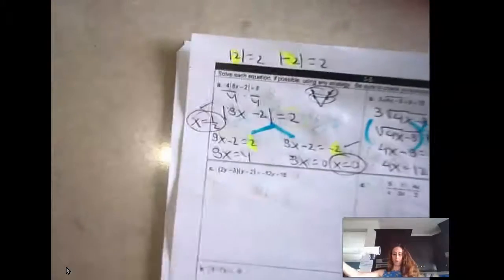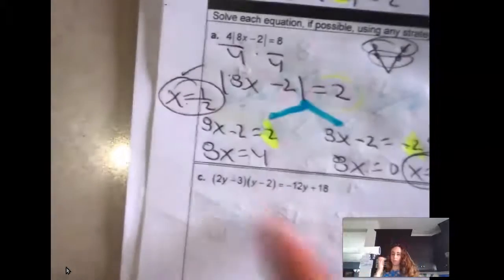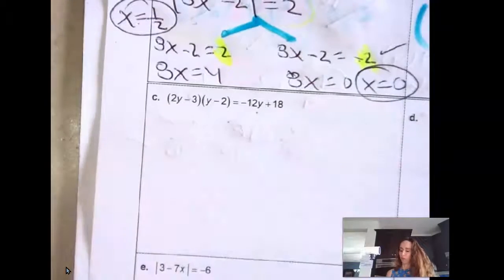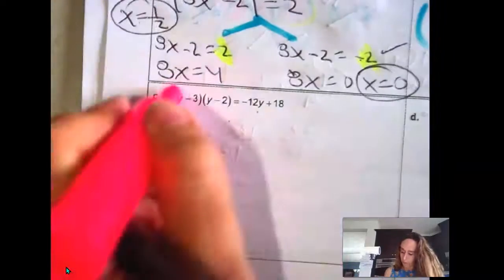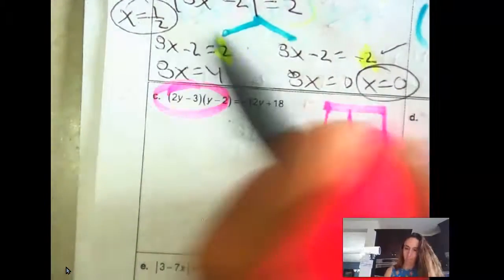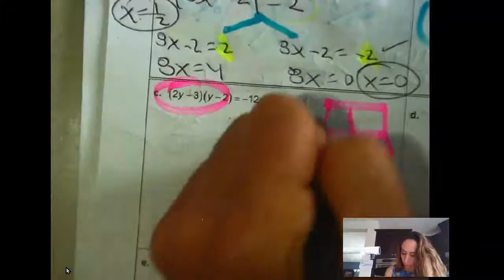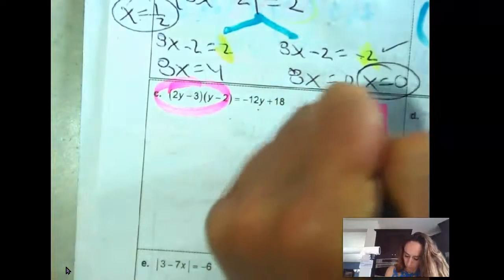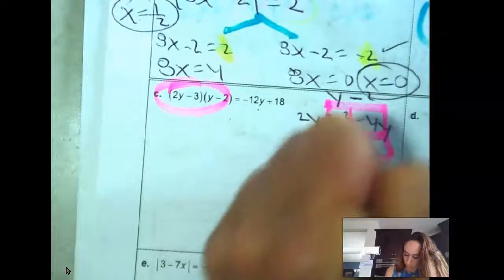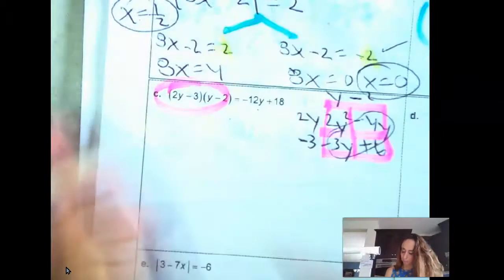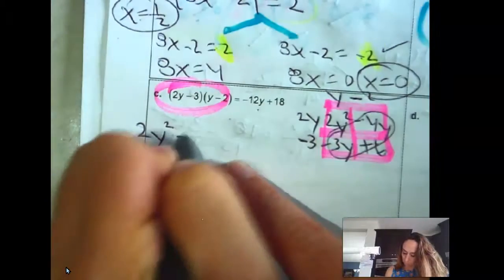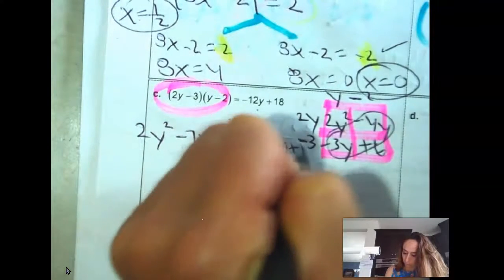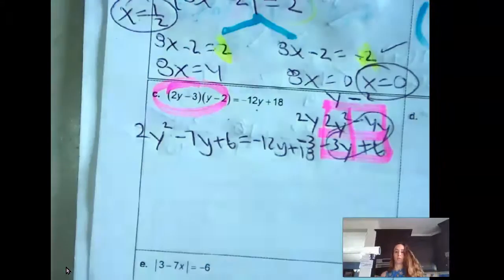Okay, let's go to this one. So some of you go, I want to set it equal to 0. The problem is if you set it equal to 0, but it doesn't say equals 0, that won't match up. So if I were you, I would take this and I would box it out. So 2y minus 3, y minus 2. These two are the same. This should be review, okay? This should hopefully be review.